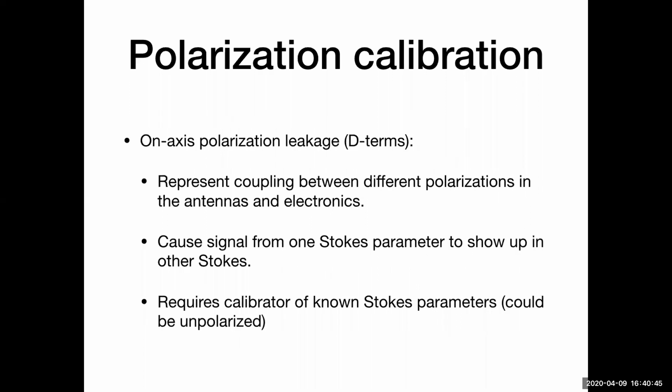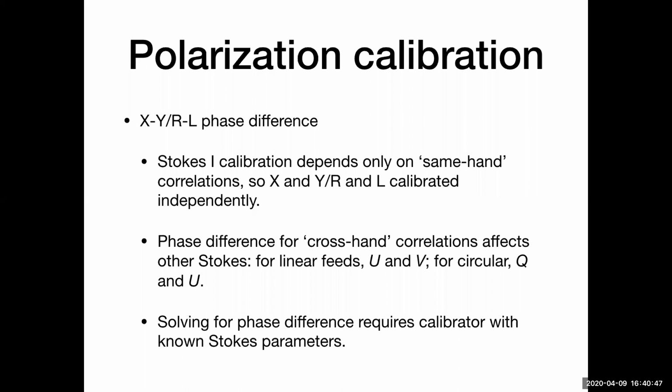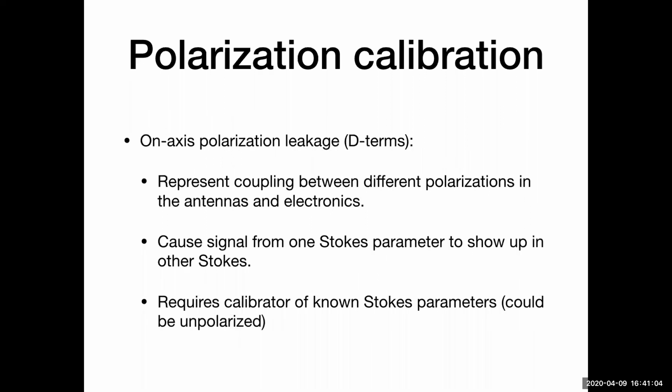This is different than leakage into Stokes I, right? Yes, this is different. This is purely U to V and vice versa for linear, and Q to U for circular. So this is a very specific case, and it results from this physical origin. Leakage is actually the next topic.